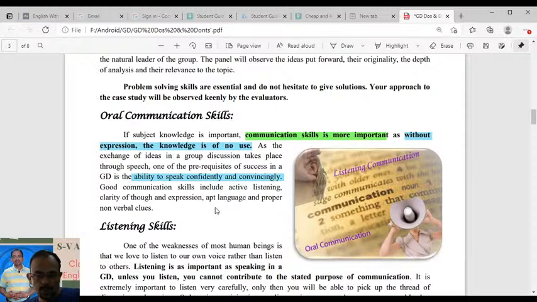So, dear students, good communication skill refers to active listening. First of all, you have to listen to others to be able to contribute. Clarity of thought. Your thought must be very clear, whatever you are going to speak. Apt language, appropriate language you must use, and proper non-verbal clues. Proper non-verbal clues here means gestures and all that, because gestures are very important in communication skill. So these are some of the things that you need to take care of when it comes to good communication skill.